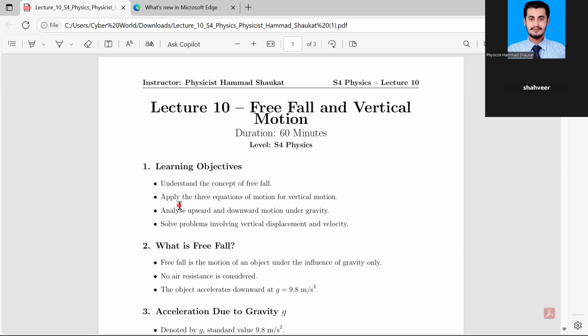You know how many equations of motion there are in total? Three, yes, three equations of motion. Any equation of motion you remember? First, second, or third? Okay. Not really. Okay, so we will do those three equations again in today's lecture.